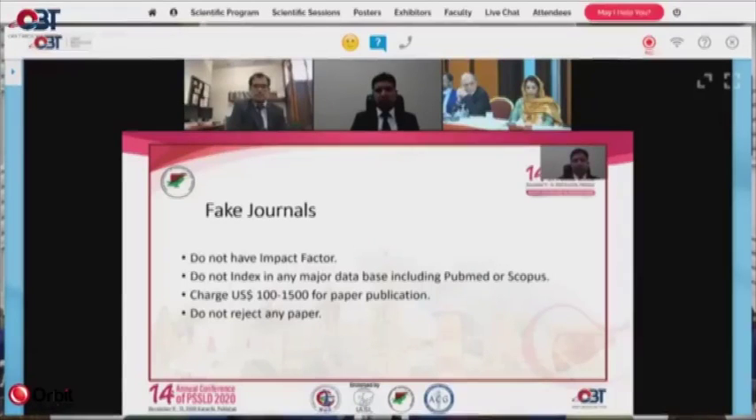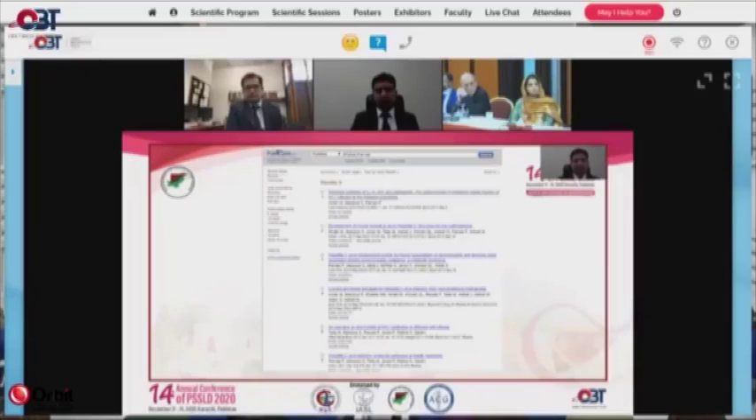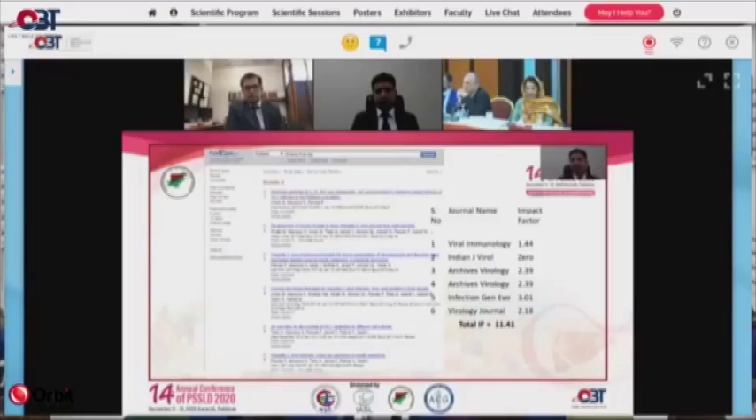So the last thing I want to discuss is, if you submit a grant in HEC, there is an option asking what is your cumulative or total impact factor. So how to calculate your impact factor?